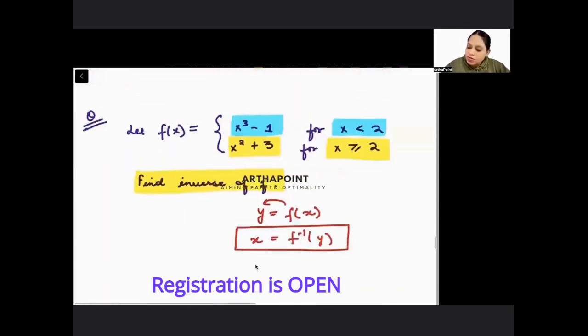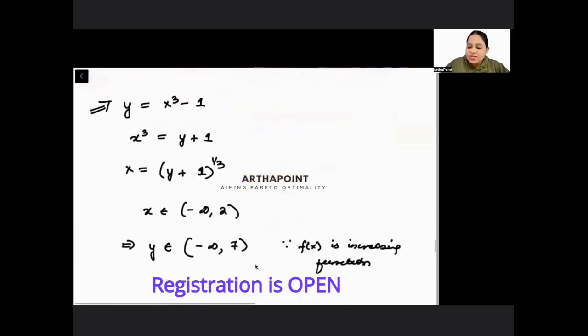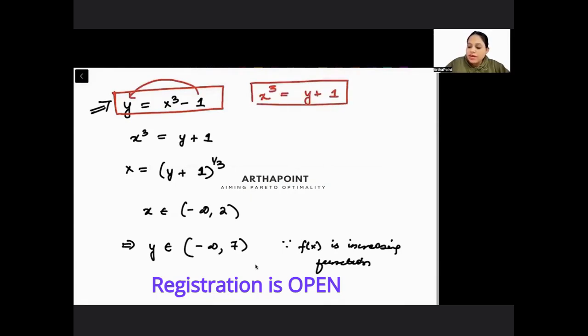I am first doing for this part: when x is less than 2, the function is given as x cube minus 1. तो y is equal to x cube minus 1 हमने यहाँ से कर दिया. And then I am just taking 1 on the other side. So x cube will become y plus 1. अब बेटा यहाँ से हमने x का वैल्यू निकाल लिया. So x will become y plus 1 to the power 1 by 3, क्योंकि यहाँ पे क्यूब है. So when this goes on the other side, it will become to the power 1 by 3.